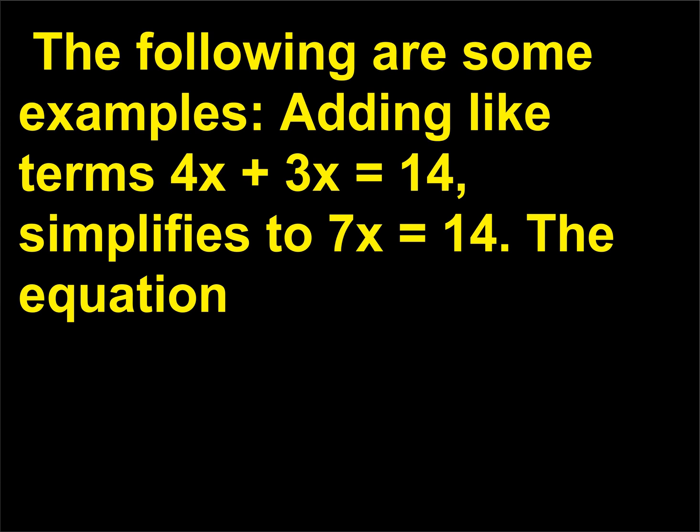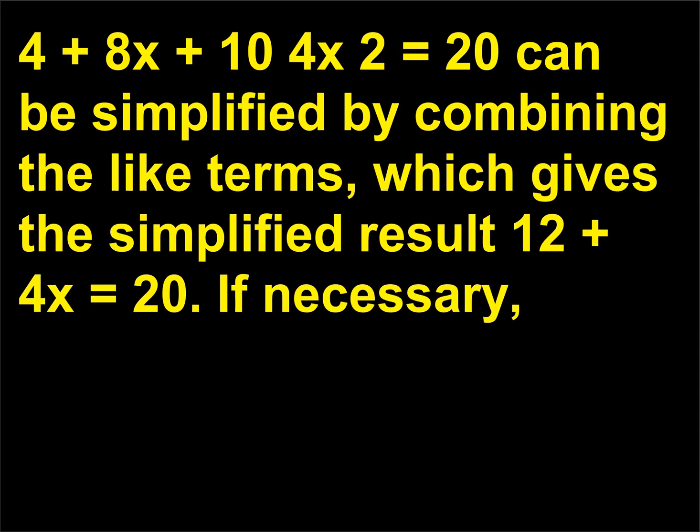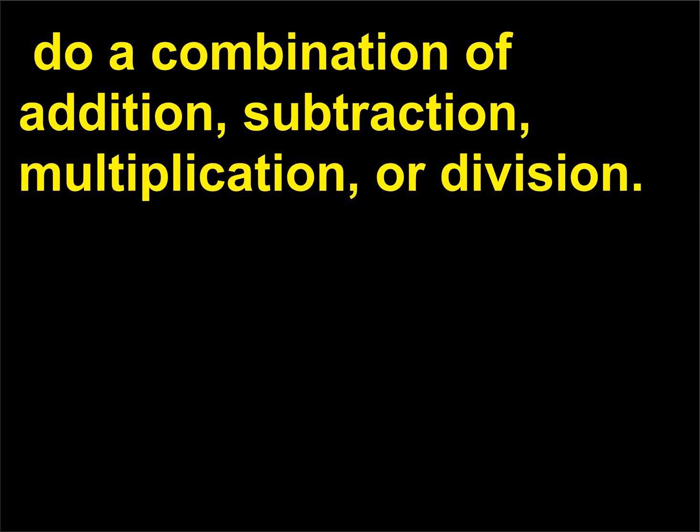The equation 4 plus 8x plus 10 minus 4x equals 20 can be simplified by combining the like terms, which gives the simplified result 12 plus 4x equals 20. If necessary, do a combination of addition, subtraction, multiplication, or division.